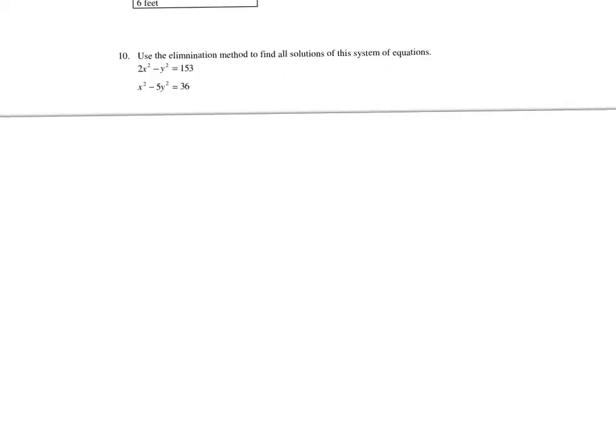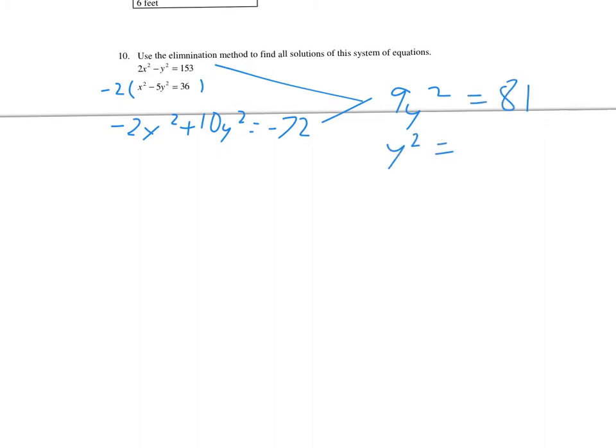All right, next up here, I would use elimination on this one. I would multiply by negative 2, so that gives me negative 2x squared plus 10y squared equals negative 72. And then I would add these two together. So my x squareds eliminate. I get 9y squared equals 81, which means y squared equals 9, which means y equals plus or minus 3.